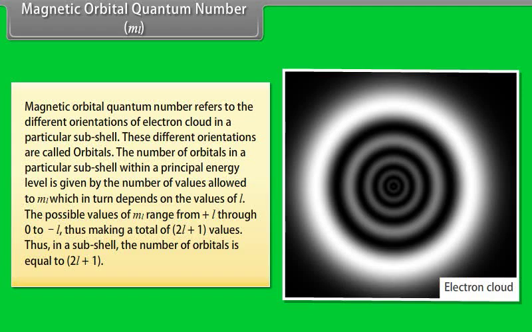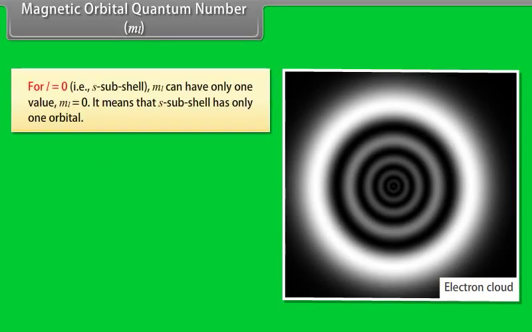The possible values of ML range from plus L through 0 to minus L, thus making the total of 2L plus 1 values. Thus, in a subshell, the number of orbitals is equal to 2L plus 1. For L equal to 0, ML can have only one value, ML equal to 0. It means that the s subshell has only one orbital.